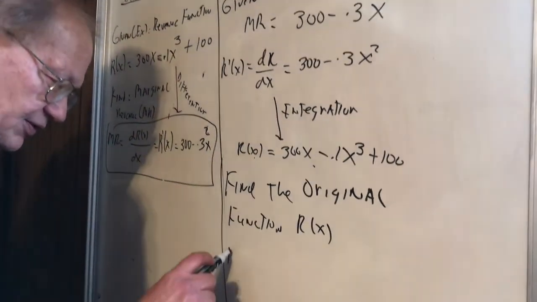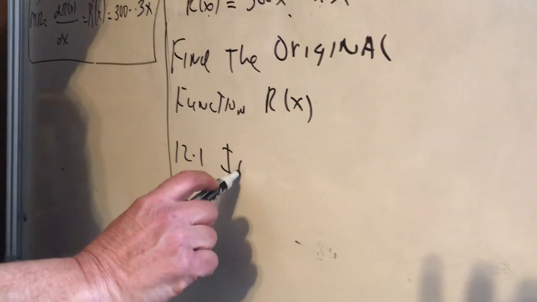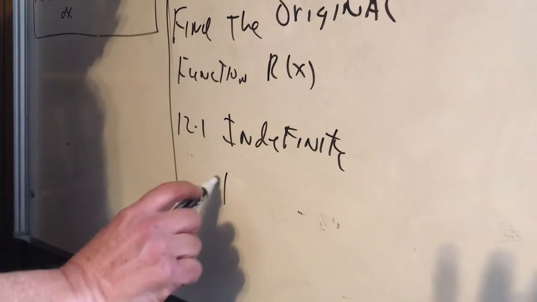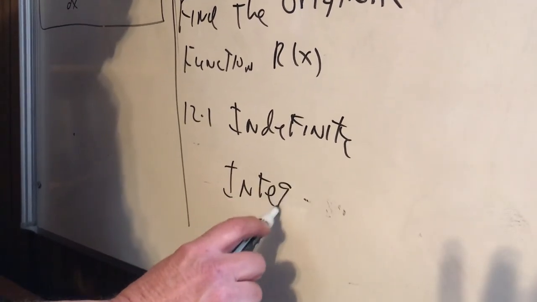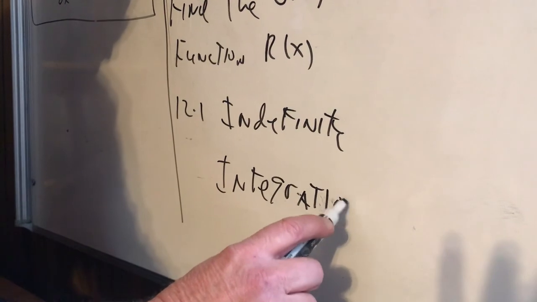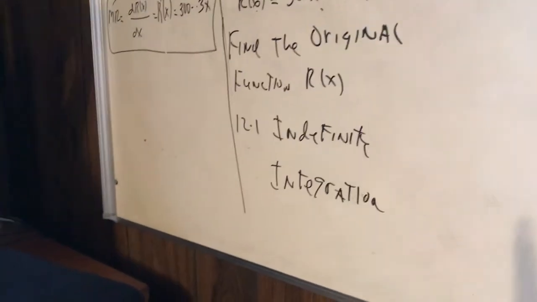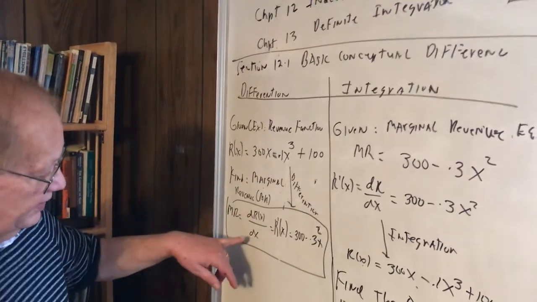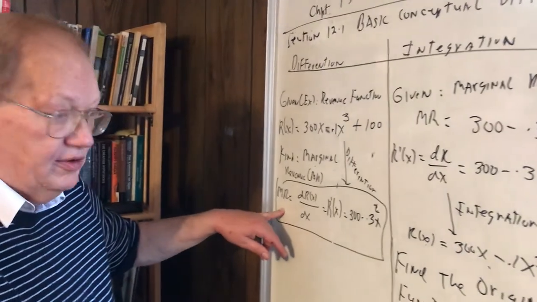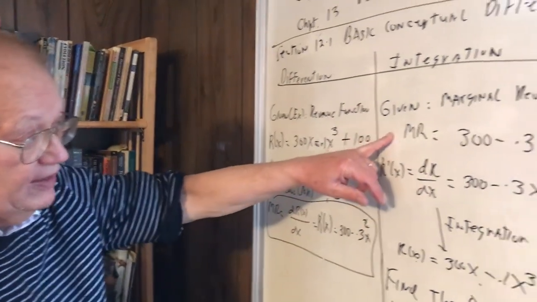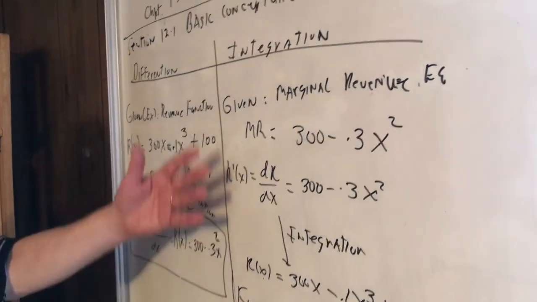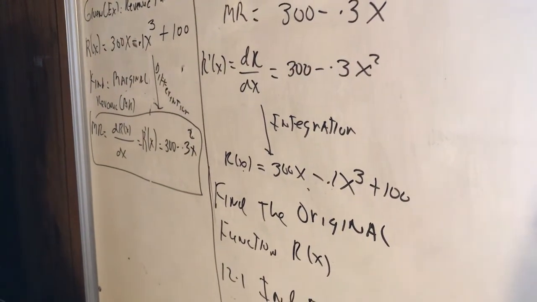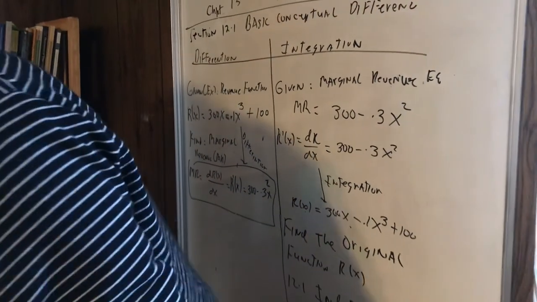So the first thing we're going to do is use 12.1. We're going to talk about the indefinite. So the indefinite integral is called indefinite integration. So that's your basic difference. So if you see a problem and they give you the revenue and they ask for the derivative or the marginal revenue, you do what we've done before. If you're given the derivative or the marginal revenue, you have to go through some antics to get back to the original function.